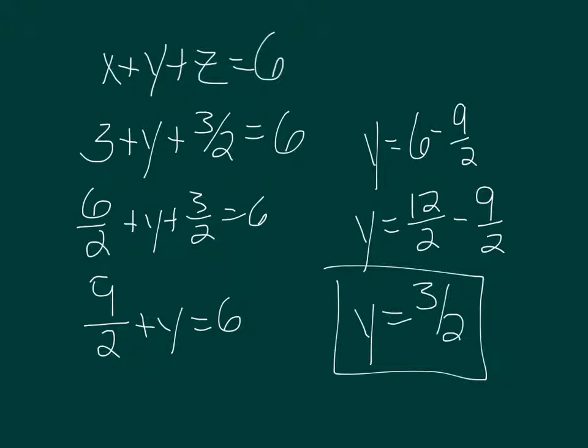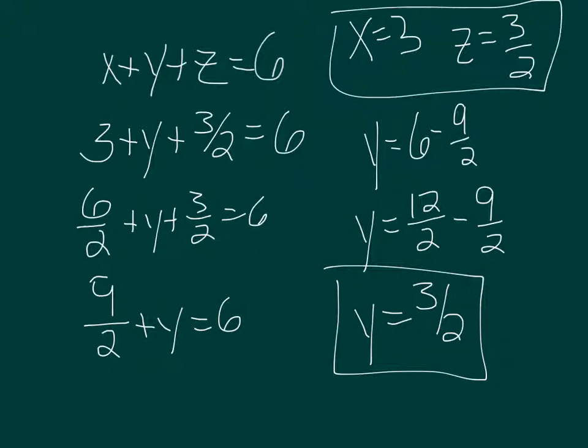Okay, so remember x was 3 and z was also 3 over 2. So these are our three solutions. You can plug them into the first three equations and they should end up all working out.